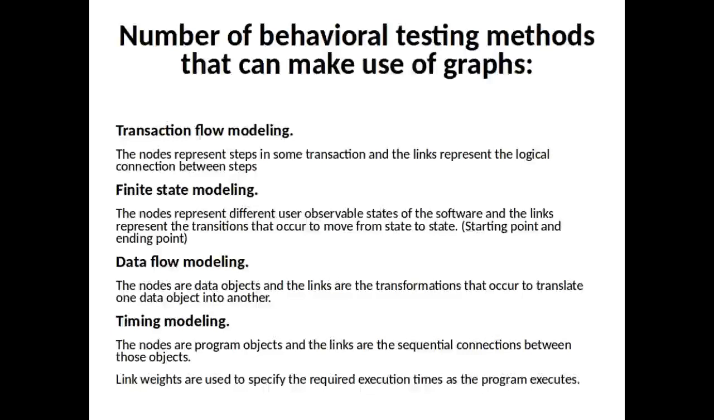Data flow modeling. The nodes are data objects and the links are the transformations that occur to translate one data object into another. Timing modeling. The nodes are program objects and the links are the sequential connections between those objects. Link weights are used to specify the required execution times as the program executes.